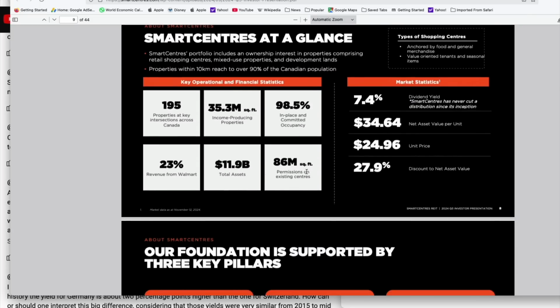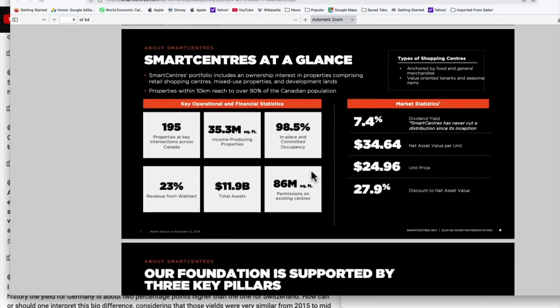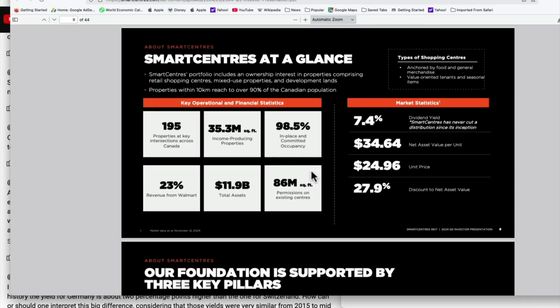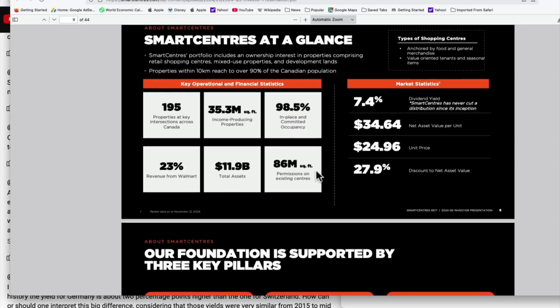Let's look at some things that they have. They also have a record of never cutting their dividend. They've never ever cut their dividend. Discount to net asset value 27.9% at $24.96. They're $24.50 now, so they have a nice discount to net asset value, 7.4%. Smart Centers has never cut a distribution since its inception.